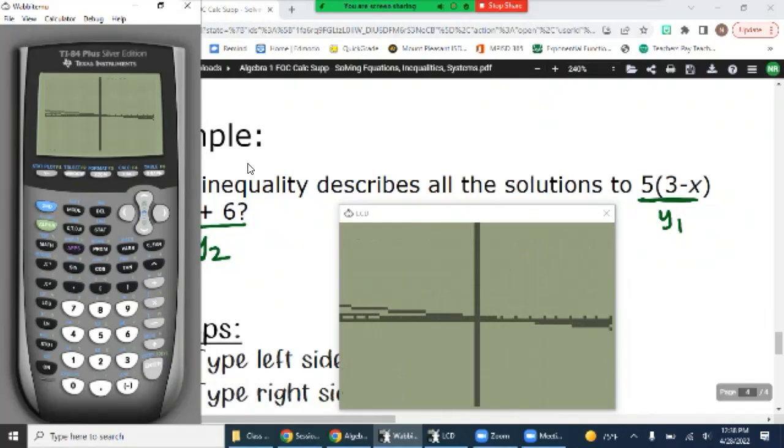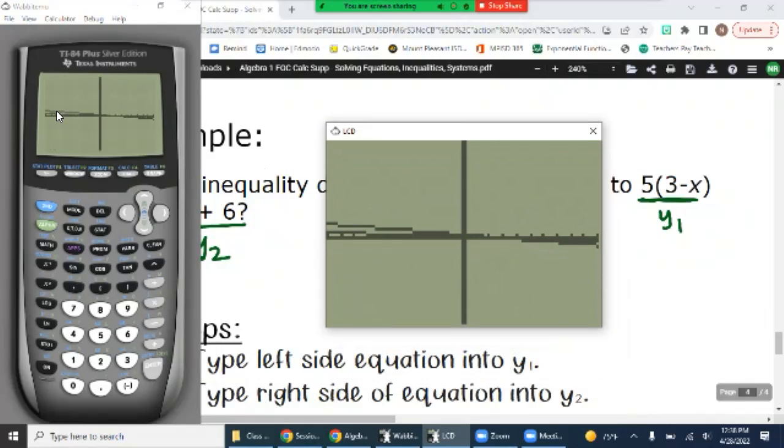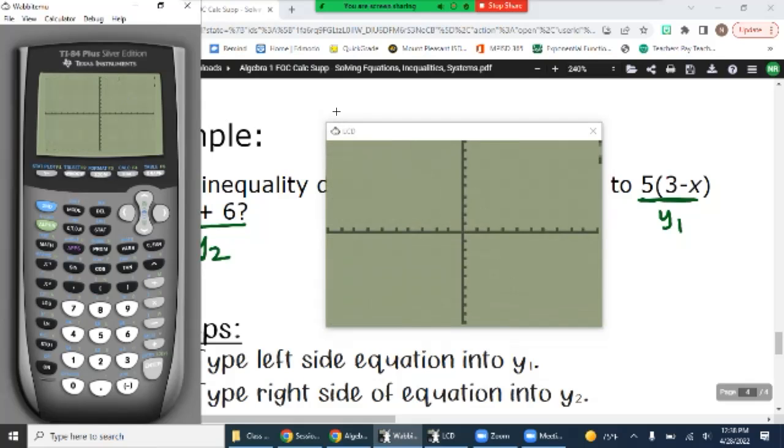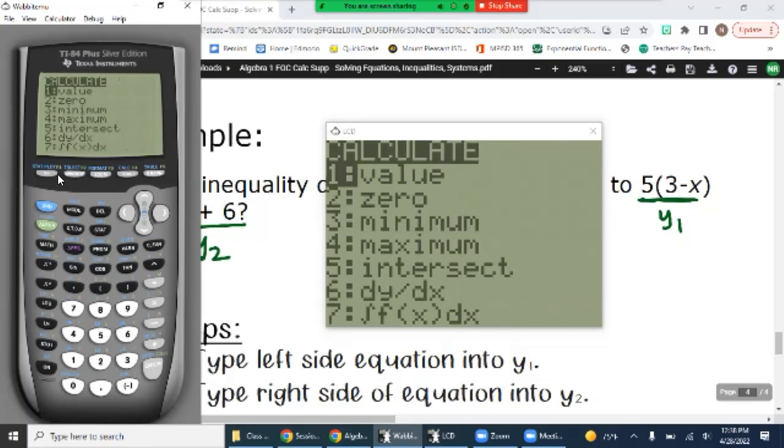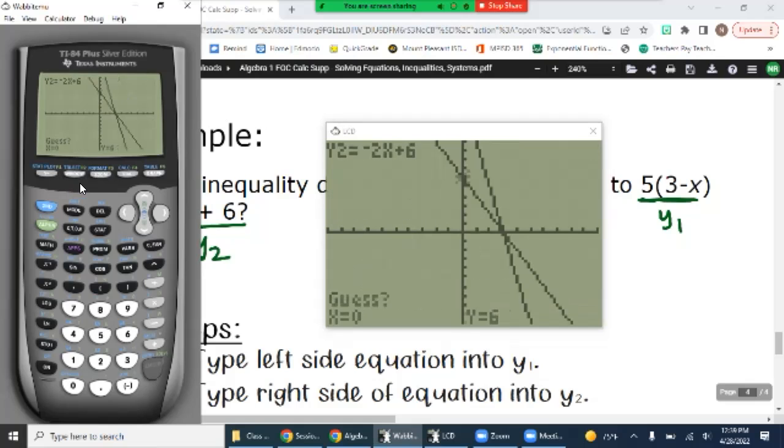Now, you can vaguely see where they cross. That's still okay. I'm not going to reset my screen to zoom in. As long as you can see that they're crossing, you're good. If it makes you feel better, you can reset the calculator and do it again. In a standard screen, you would really be able to see where they cross. But let's go ahead and calculate. Second trace, number 5. Enter, enter, enter. And what do we get?